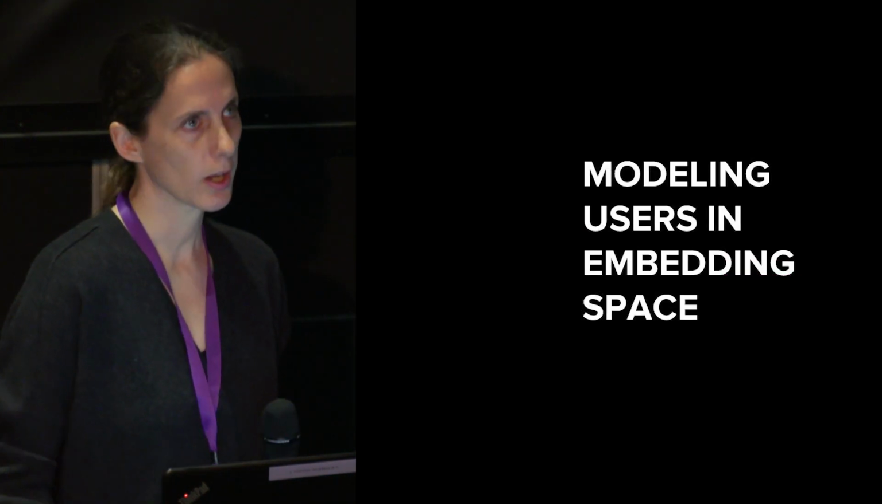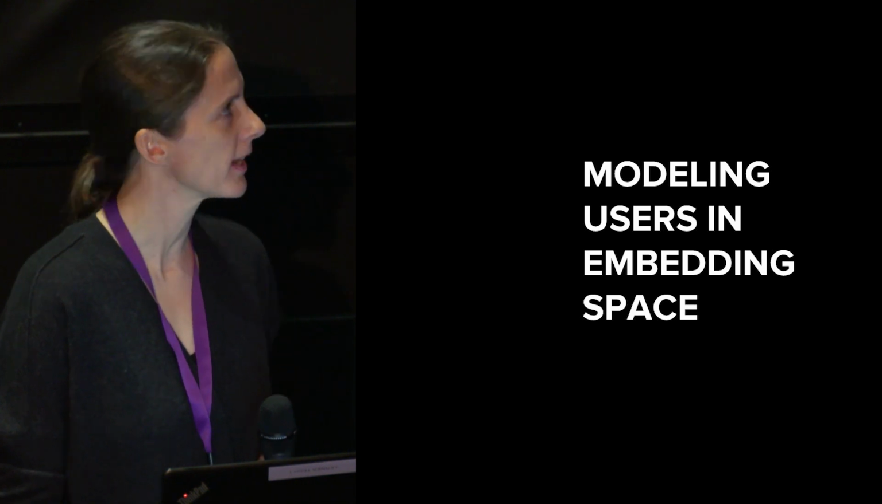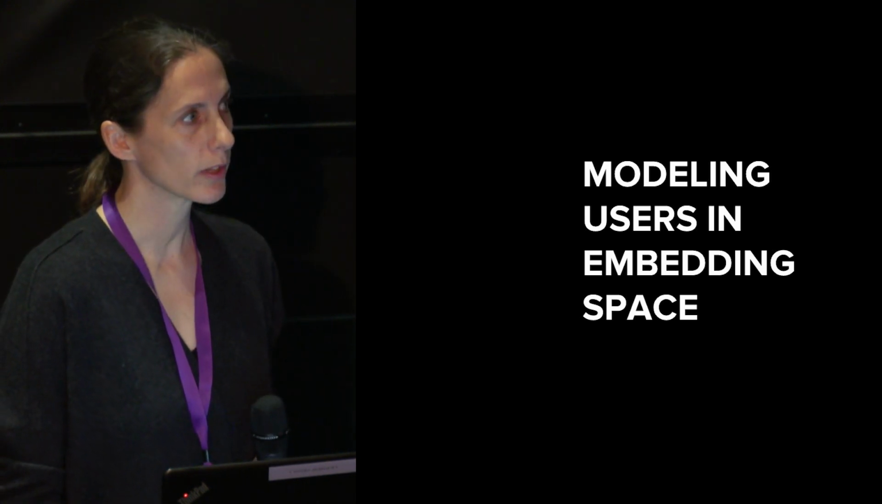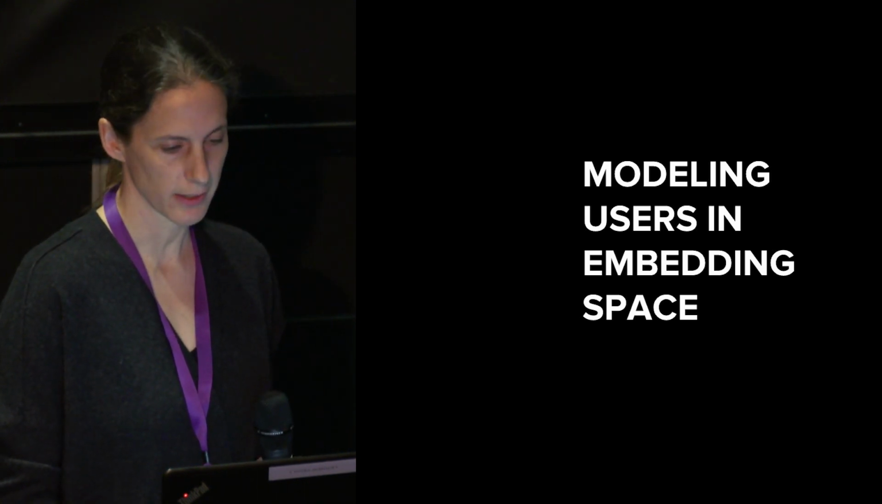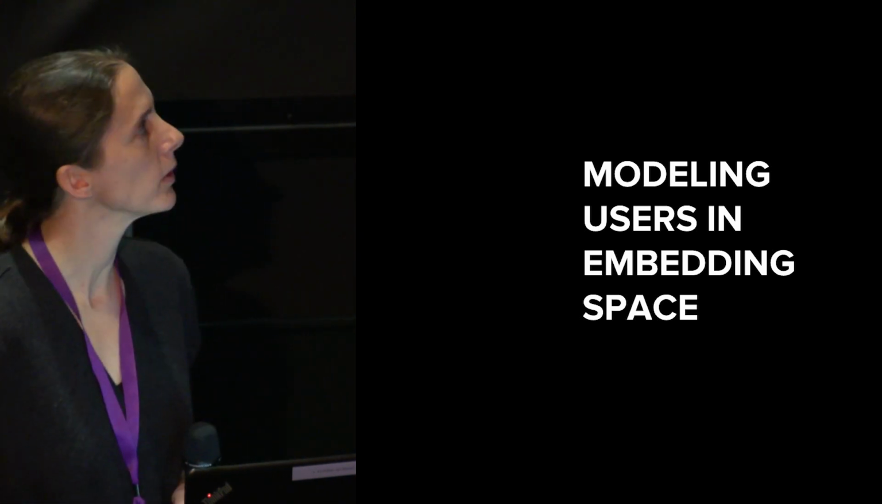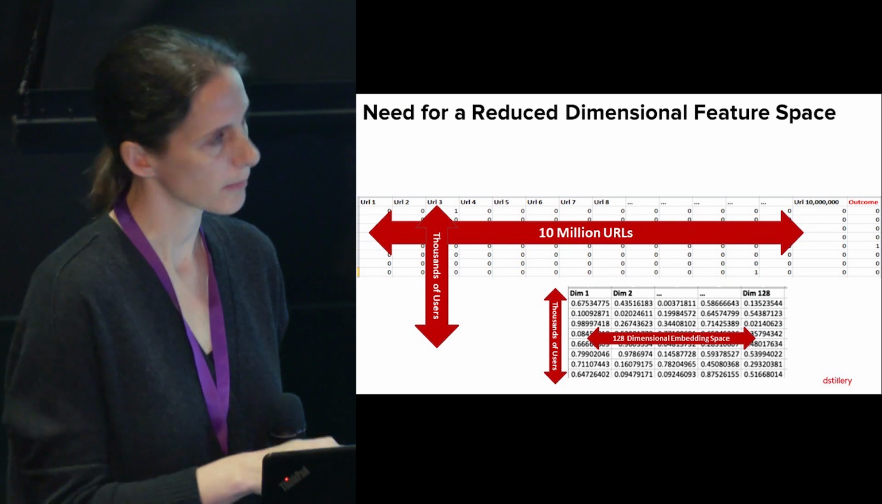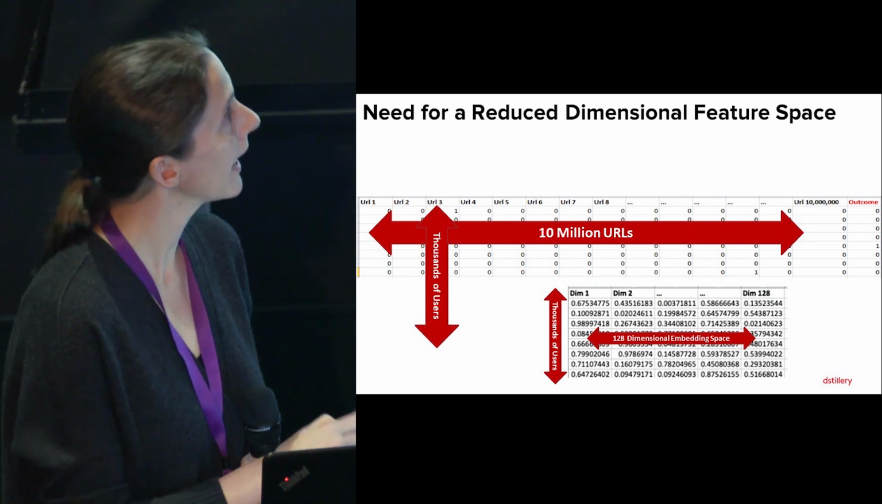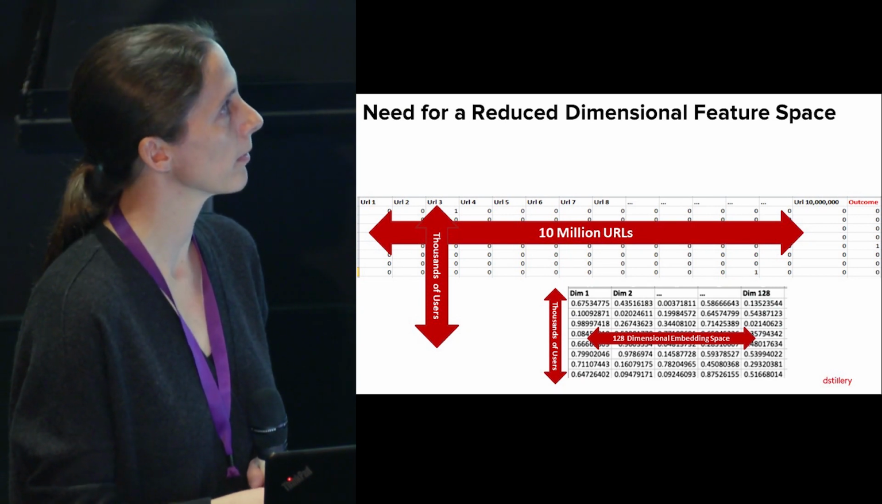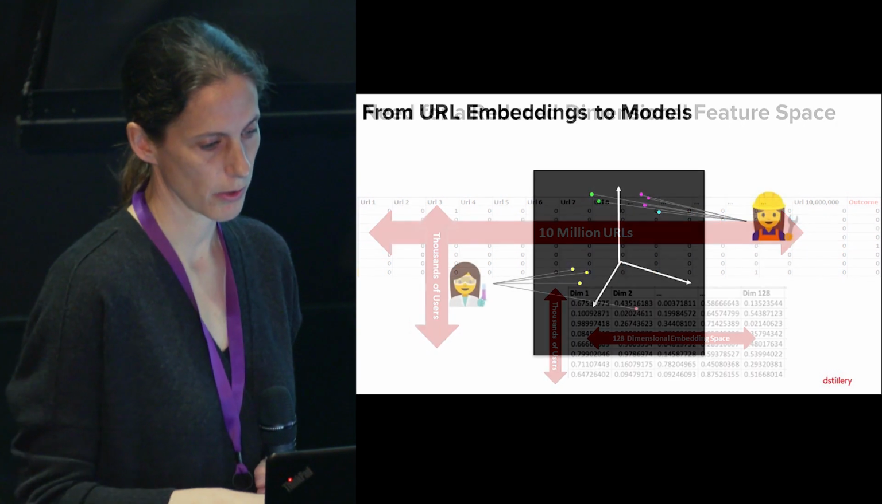So we can learn embeddings, we can train our embeddings online, we can learn embeddings for all the URLs we see in our data stream. And so how do we use these embeddings to model our users? As I said before, we want to reduce our dimensionality. We have this large space, we want to bring it down to this small space. So how do we do that?